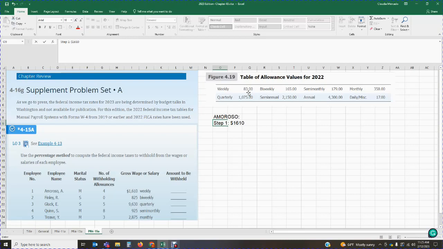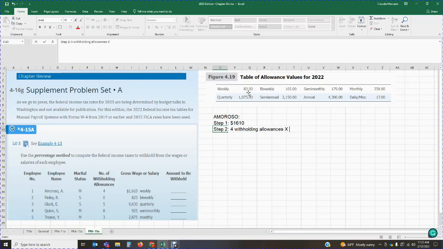Now, step number 2. Well, let's do it how it should be. Step number 2. We're going to figure out the amount that we are not going to pay taxes on based on the number of withholdings. So we have 4 withholding allowances.